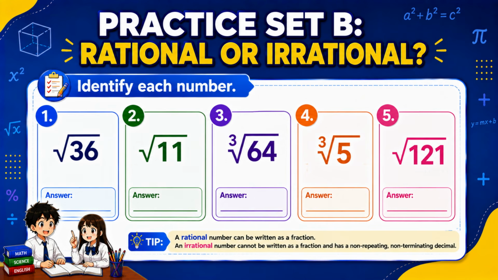Check whether the number inside the radical is a perfect square or perfect cube. If it is, the result is rational. If it is not, the result is irrational.